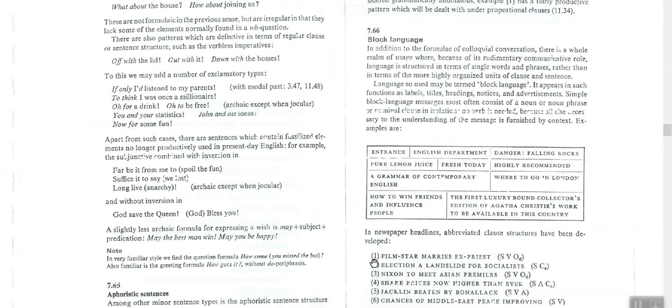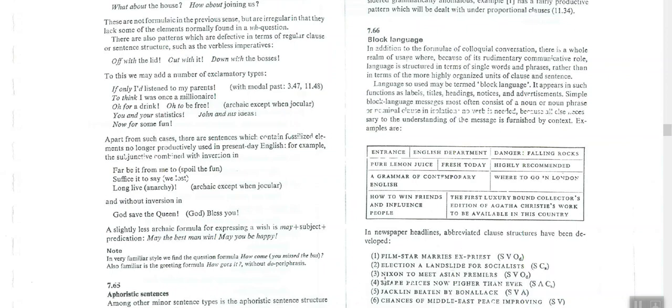Here, for example, we have a clearer one, in newspapers: film star marries ex-priest. If we want to analyze it grammatically, what does it lack? It lacks articles. It is SVO, okay, but it lacks articles. The film star, and here we need an article.